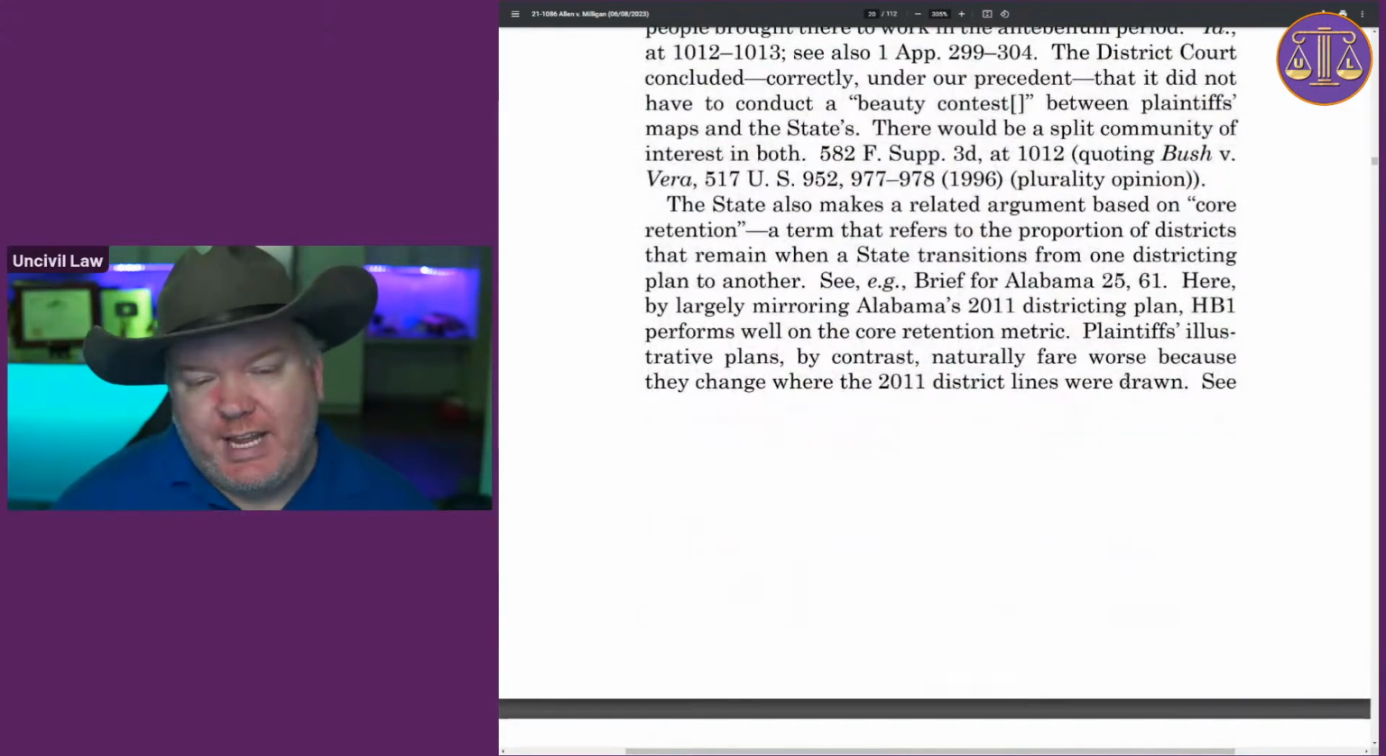The state also makes related arguments based on core retention, a term that refers to the proportion of districts that remain when a state transitions from one redistricting plan to another. Here, by largely mirroring the 2011 plan, the law performs well on that core retention metric. Plaintiffs' illustrative plans, by contrast, naturally fare worse because they change where district lines were drawn.